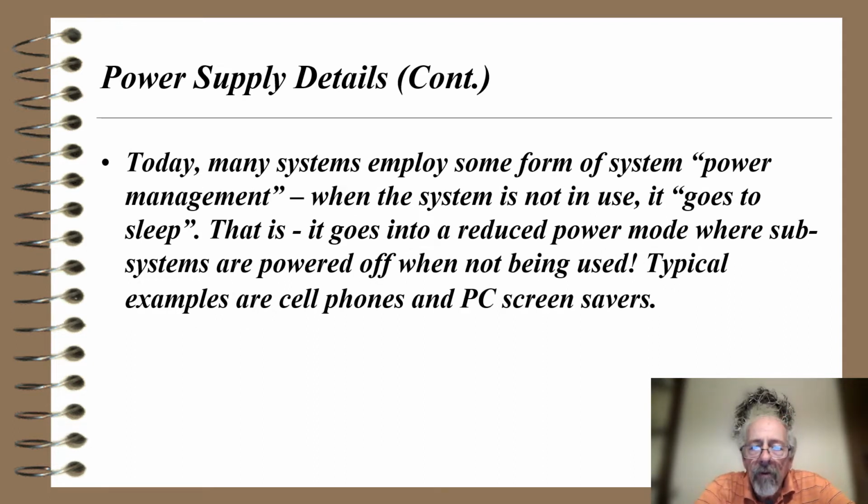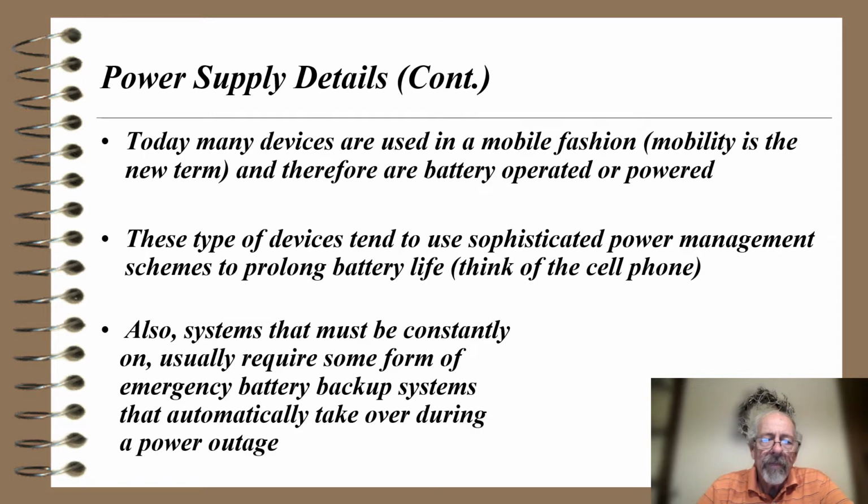Today, many systems employ some form of system power management. When the system is not in use, it goes to sleep. That is, it goes into a reduced power mode where subsystems are powered off when not being used. Typical examples are cell phones and PC screensavers for your laptop or desktop computer. Today, many devices are used in a mobile fashion. Mobility is the new term we use, and therefore are battery operated or powered. These type of devices tend to use sophisticated power management schemes to prolong battery life. Think of your cell phone. Also, systems that must be constantly on usually require some form of emergency battery backup systems that automatically take over during a power outage.